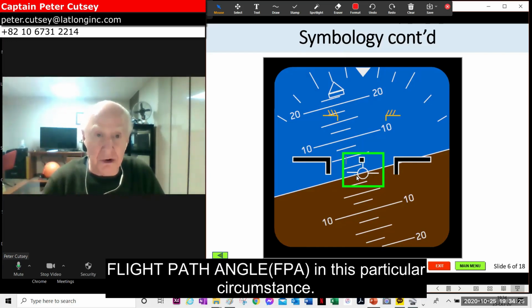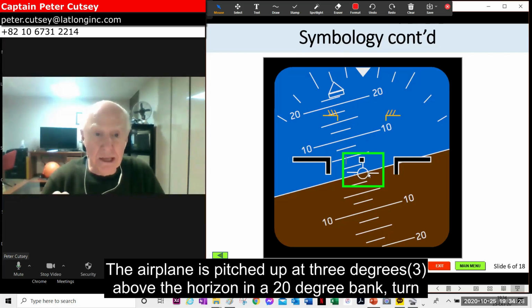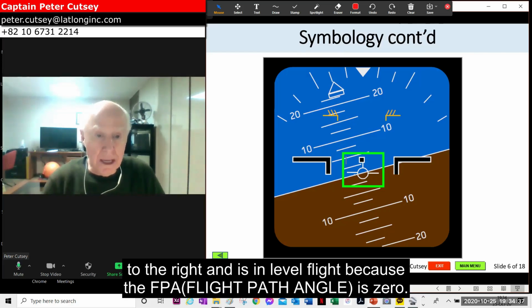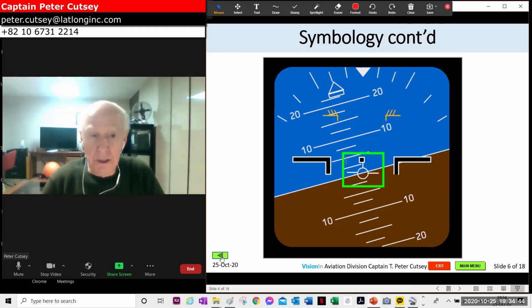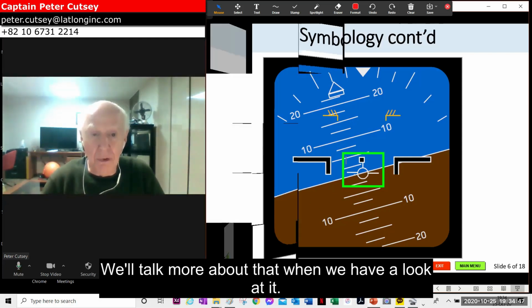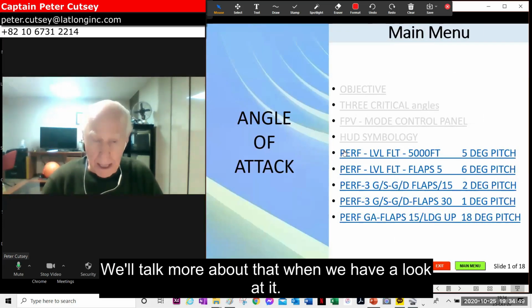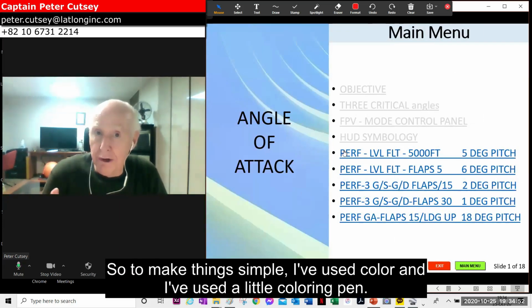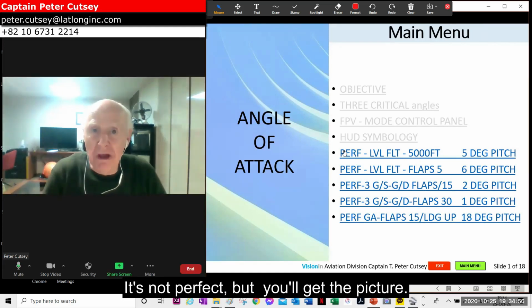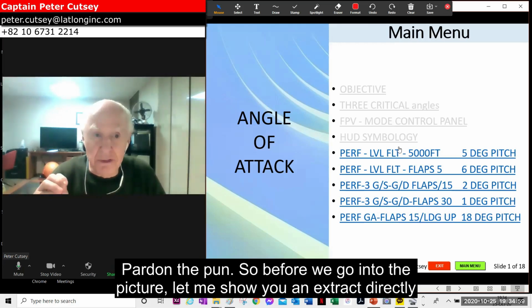It's white. This is the aircraft symbology for the aircraft's position, and this is the flight path angle. In this particular circumstance, the airplane is pitched up at 3 degrees above the horizon in a 20-degree bank turn to the right, and is in level flight because the flight path angle is 0 on the horizon. We'll talk more about that when we have a look at it. So to make things simple, I've used color, and I've used a little coloring pen. It's not perfect, but you'll get the picture, pardon the pun.